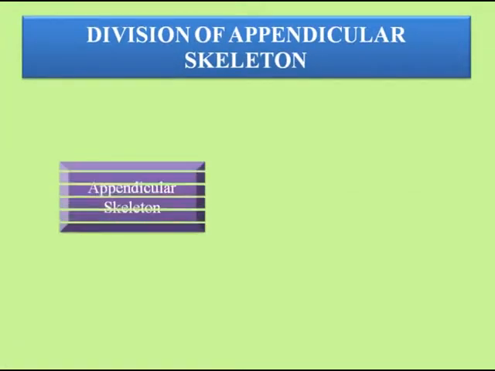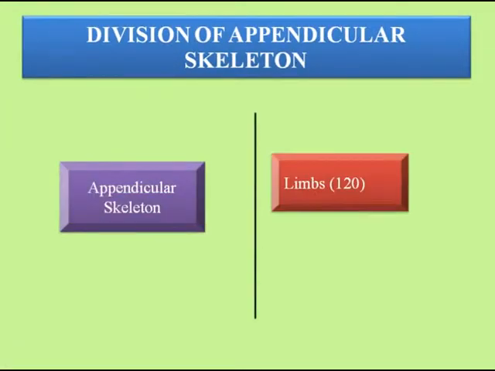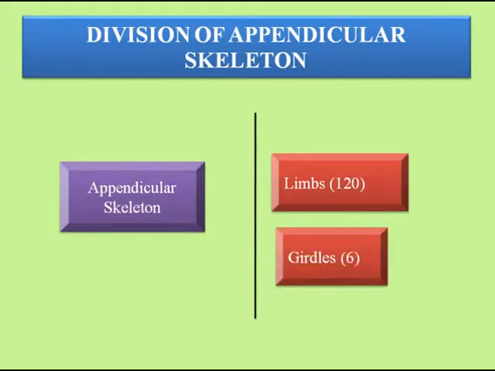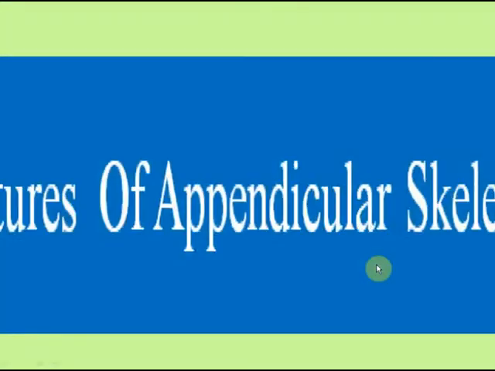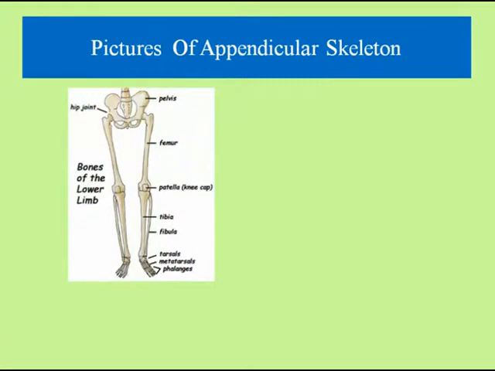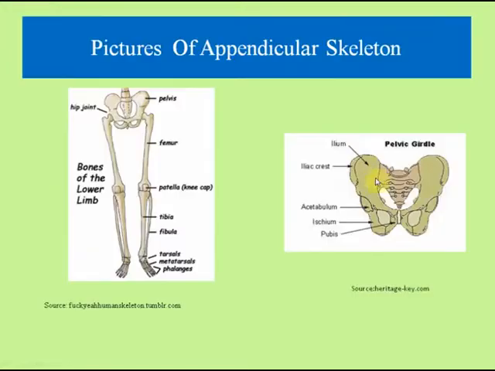Next comes division of the appendicular skeleton. The appendicular skeleton consists of 2 parts: limbs, which consist of 120 bones, and girdles, which consist of 6 bones. So the total is 126 bones. Now here are the pictures of the appendicular skeleton. This is the pectoral girdle, this is the femur, this is the pelvic girdle or pelvis. These are the pictures of the appendicular skeleton.